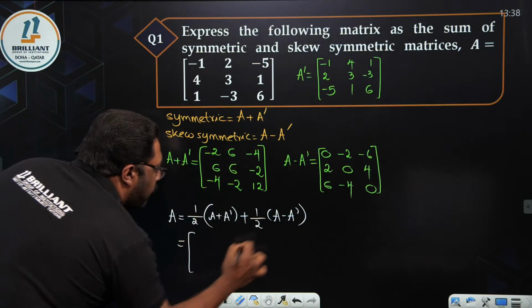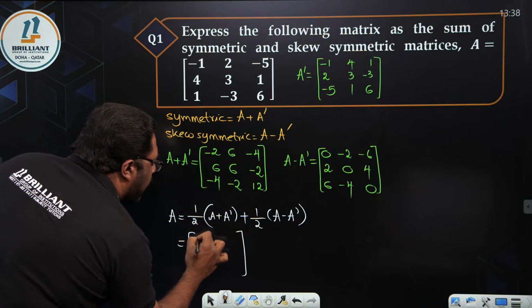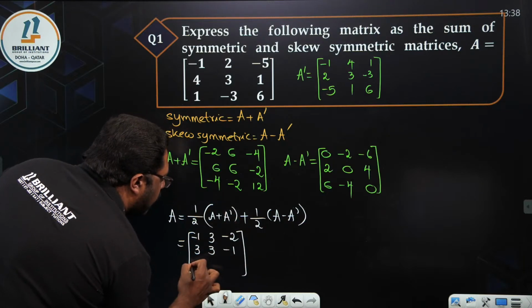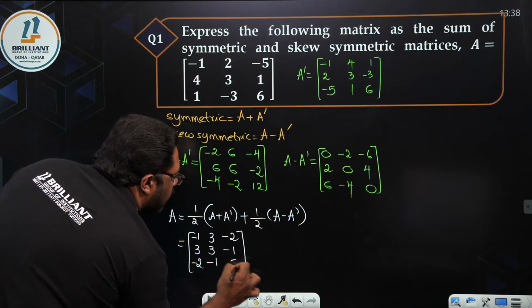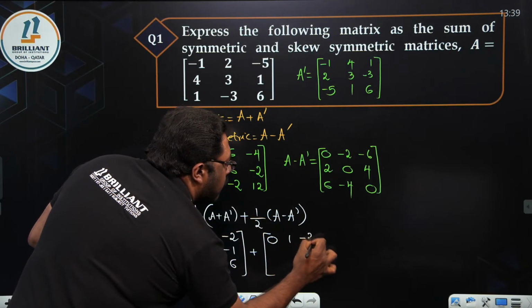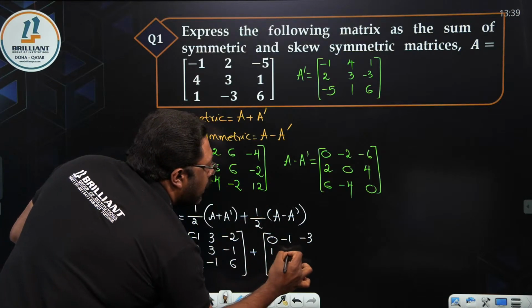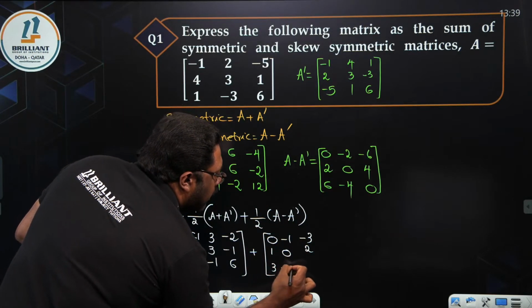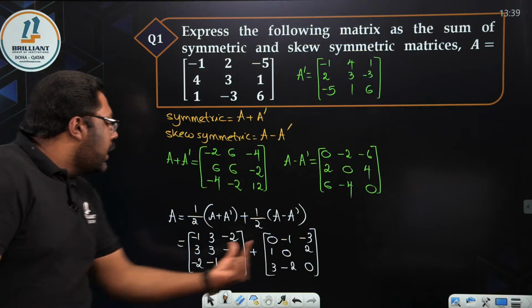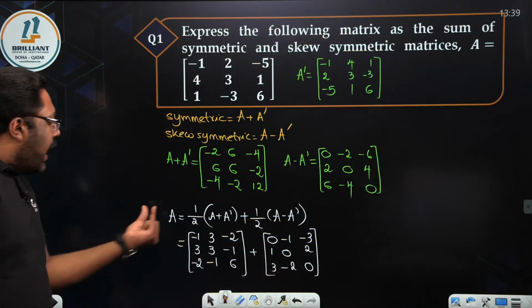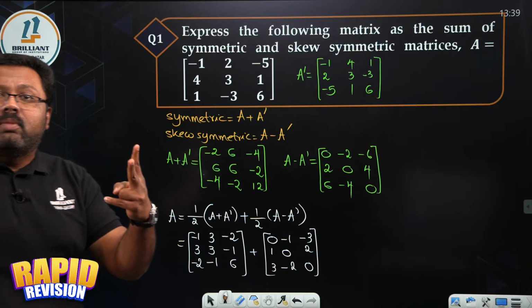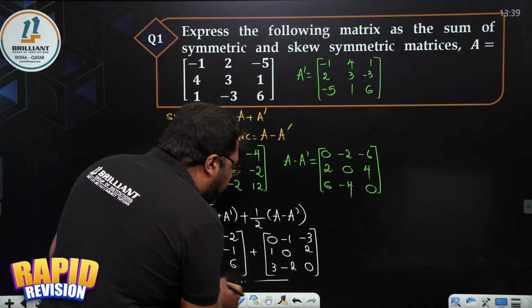So my matrices are half of this: minus 1, 3, minus 2, 3, 3, minus 1, minus 2, minus 1 and 6. Plus half of 0, minus 1, minus 3, 1, 0, 2, 3, minus 2 and 0. This is a symmetric matrix. This is a skew symmetric matrix, and I have expressed my given matrix as the sum of these two. So it is expected for 2 marks. Good question for 2 marks from the matrices chapter.